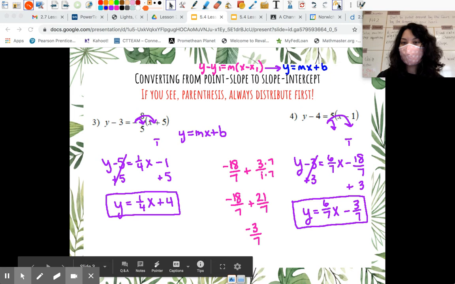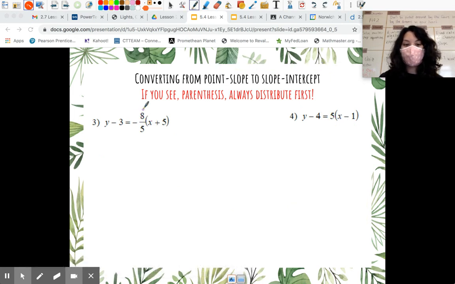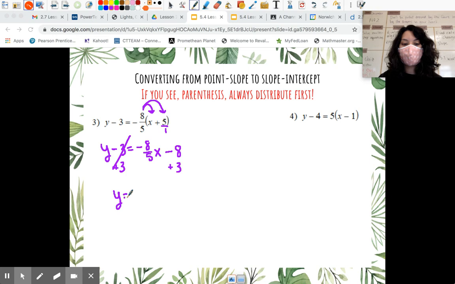Okay, let's do a few more. Number 3, I see parentheses. Distribute first. I've got y minus 3 equals -8/5 x. These 5s are going to cross cancel. I also am going to get a negative when I multiply, so I'm going to get a -8. Second step, isolate the y by adding or subtracting. We want to add the 3 to both sides since it was a negative. -8 plus 3 is -5. Here is my slope-intercept equation.